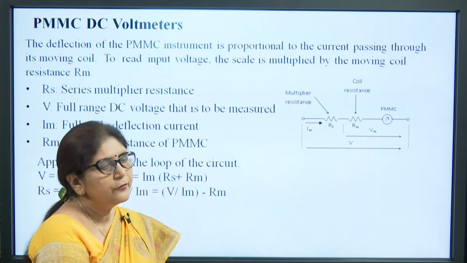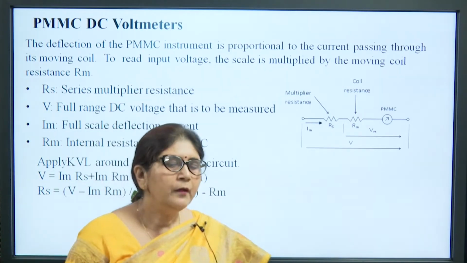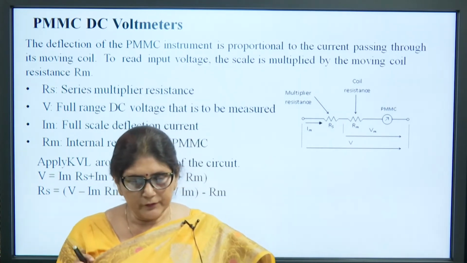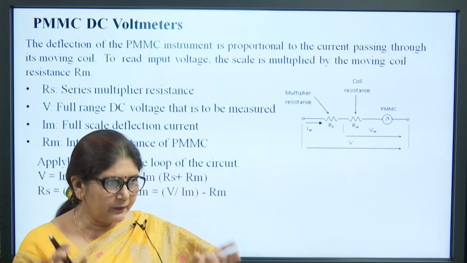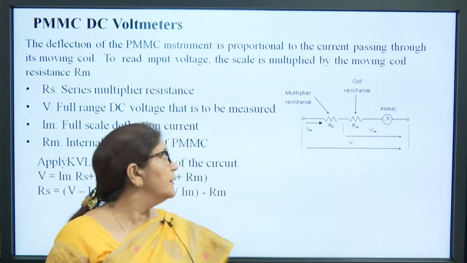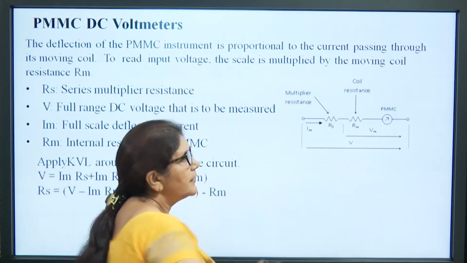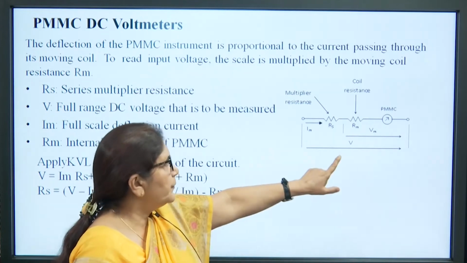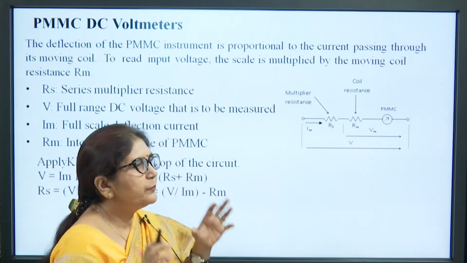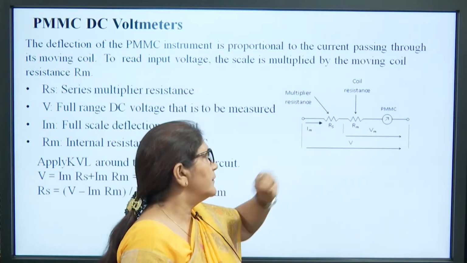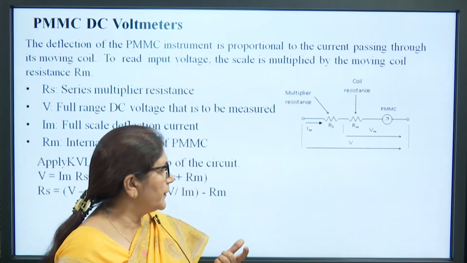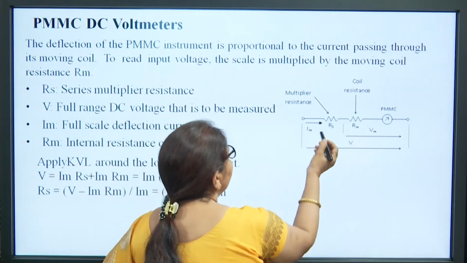So, now the voltmeter. As we know, this PMMC instrument can measure only a very small amount of voltage. So we need a resistance across which the maximum voltage is dropped. Here we place a resistance Rs in series with this PMMC instrument, and the value of Rs should be very high, so that the maximum voltage drop appears across this resistance and only a small voltage drop appears across the PMMC instrument.